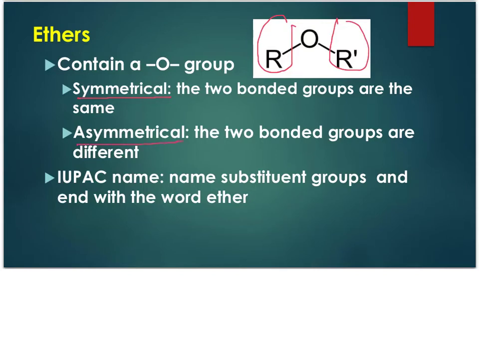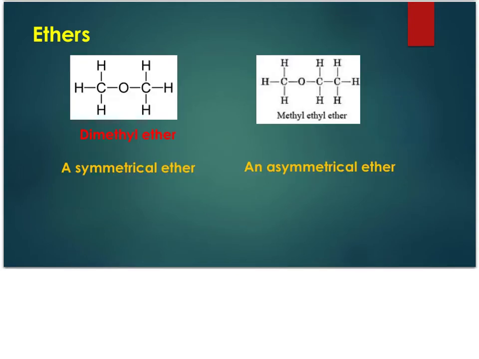And it's easy to identify ethers by their name because the name is going to end with the word ether. Okay, so let's look at an example here. We're looking at a symmetrical ether because the two groups surrounding the oxygen are the same. We have the methyl group, so we have a dimethyl ether. And where the groups are different, we have our methyl and our ethyl group. It's methyl ethyl ether. Notice what the name ends with. It ends with ether.